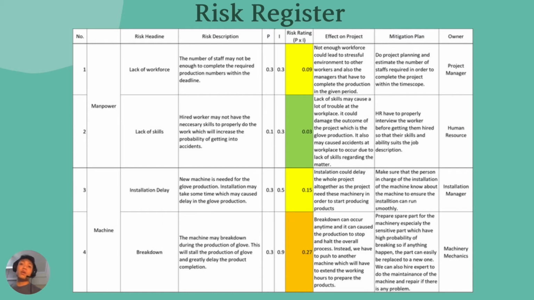In order to avoid or overcome this problem, we should prepare the spare parts to fix the machine, especially the parts that have a high probability of breaking. Other than that, we could hire an expert to do the maintenance and also fix any problem if anything happens in the future. This plan should be conducted by the operational manager.